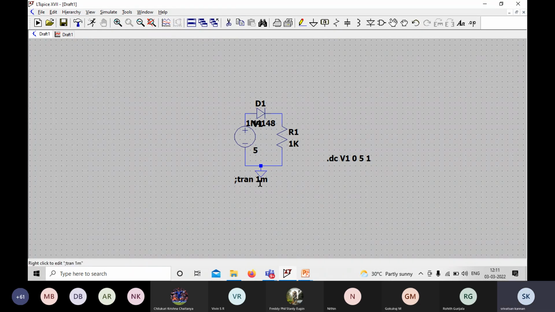Same thing is coming for all 1M. Sir, if we are doing DC sweep, only DC one is showing. We are not getting trans 1M. Is it fine? Trans 1M is not required. I don't know why it is coming like this.